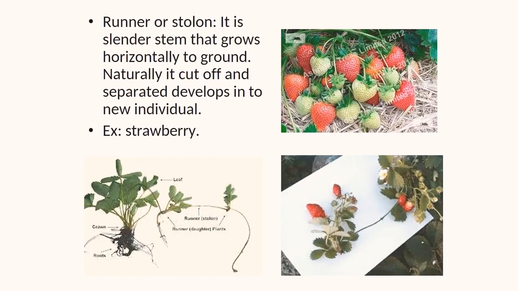Next, by stems. It is a type of vegetative reproduction in which modified or normal stem of plant develops a new plant. It is of following types. Runner or stolon. It is a slender stem that grows horizontally to ground. A runner is also a weak stem which runs along the surface of the ground. It arises from the axillary bud of the older plants. It bears scale leaves. The buds give rise to adventitious roots and new plants. Naturally, it is cut off and separated and develops into a new individual. The example is strawberry.